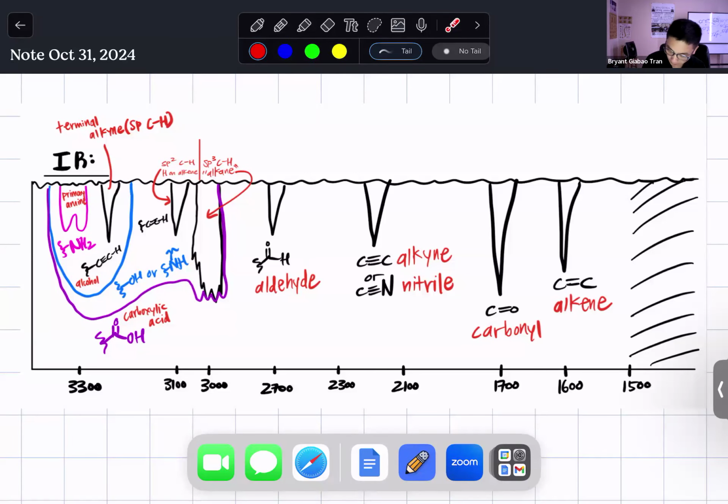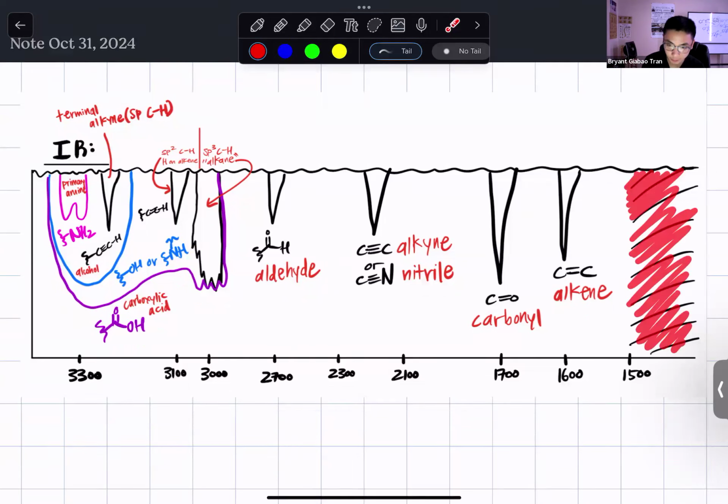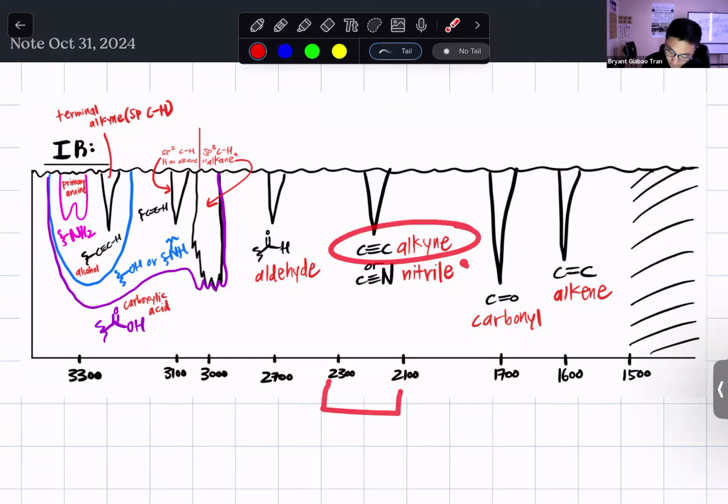Anything 1500 and below is called the fingerprint region, so there's no functional group you have to worry about there. 1600 is the alkene, 1700 is the carbon double bond oxygen, and 2100 to 2300 is the triple bond region. So you could have either the alkyne or nitrile, and you can tell if they give you the chemical formula. If you have a nitrogen present in the chemical formula, then you have a nitrile present.